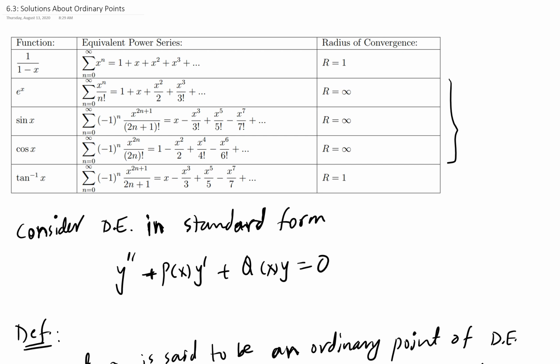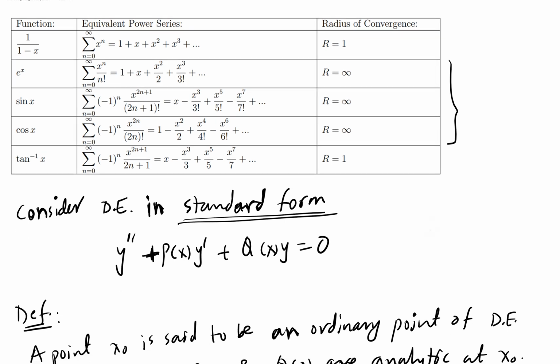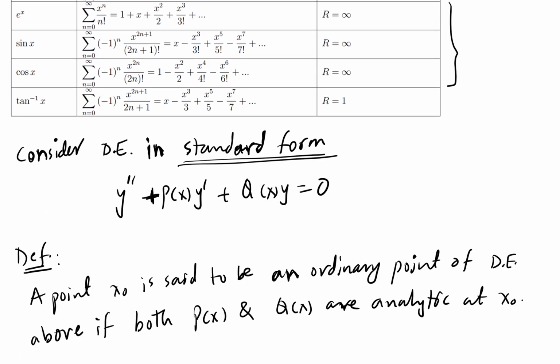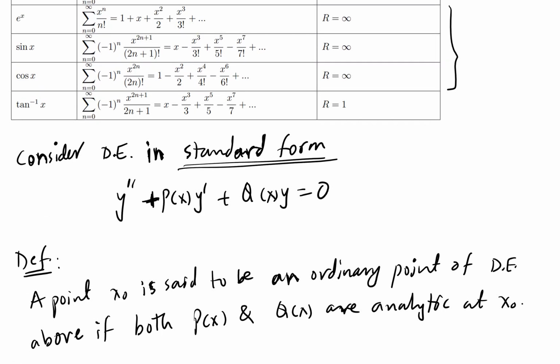So first we consider the differential equation in standard form. This is the homogeneous differential equation: y double prime plus p of x y prime plus q of x equals 0. This is called the standard form of a homogeneous differential equation. We start by introducing a definition. A point x0 is said to be an ordinary point of the above differential equation if both p of x and q of x are analytic at x0.